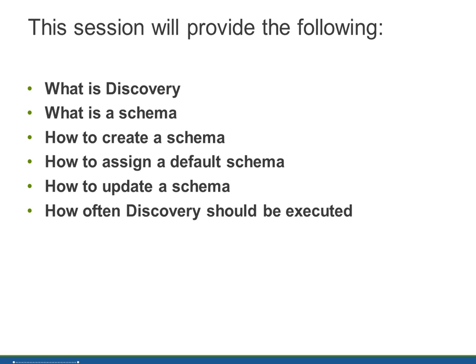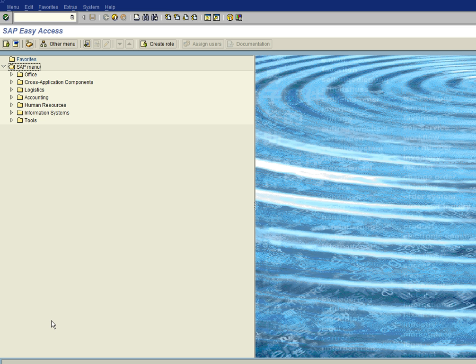Okay, so let's go through an example of how we create the schema, how we assign the schema as the default, and how we update that schema, and then we'll talk a little bit about how often the discovery process needs to be executed. The first thing we need to do when we first install the product is to create a customer schema.